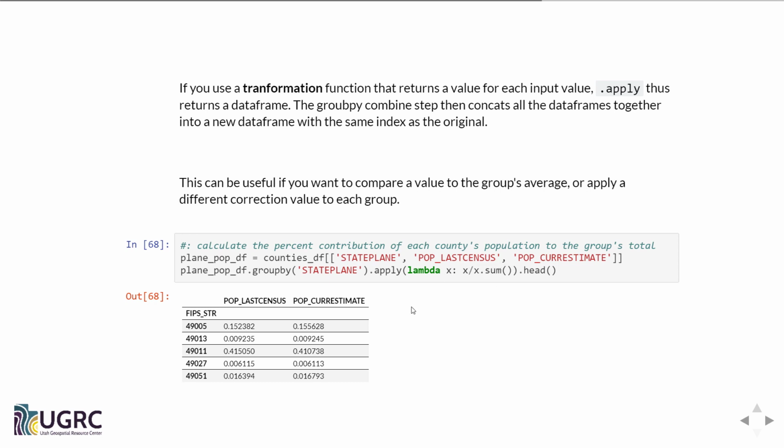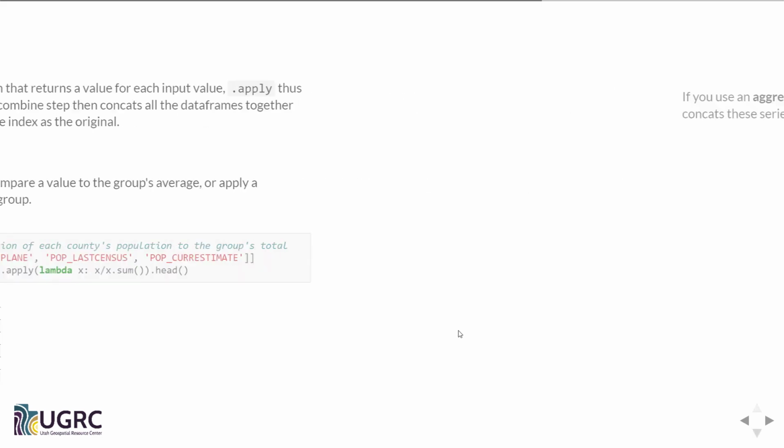So this gives me the percentage of each county's population for that state plane group, instead of the percentage of the county's population to the state as a whole. Now it doesn't break that out so you can see the state plane here, but these numbers are now percentage of the group's population rather than percentage of the whole population. So that's a transformation function.